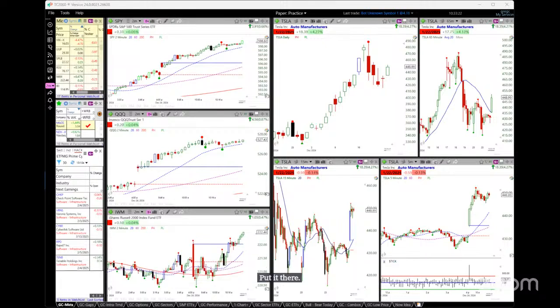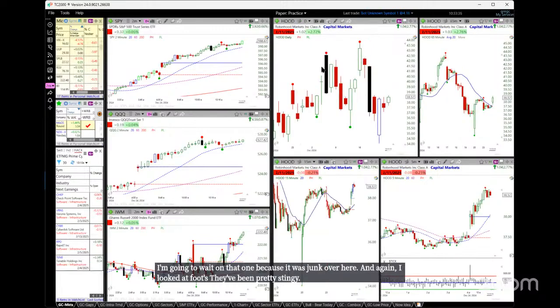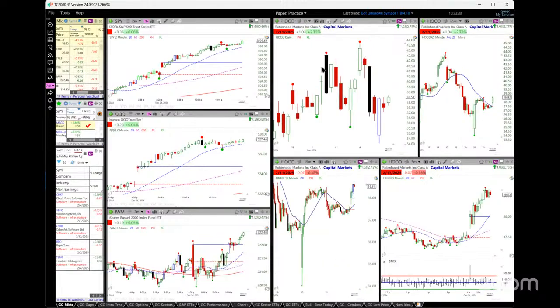NNE up alarm. I'm gonna wait on that one because of this junk over here. And again, I looked at puts. They've been pretty stingy. I'll look again, the 23s. 23s Friday, bid 0. Next week, 20 by 35.